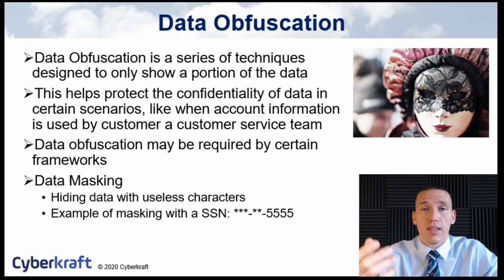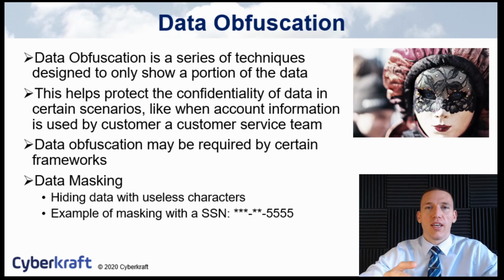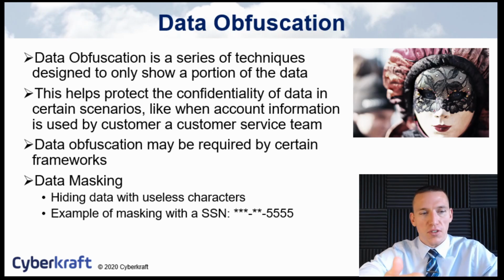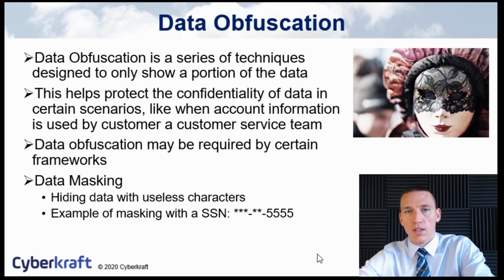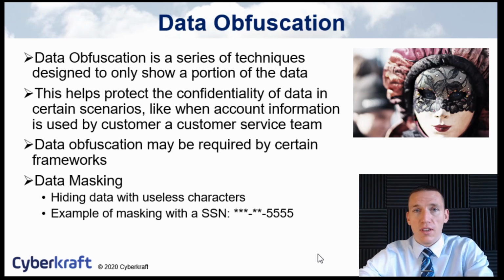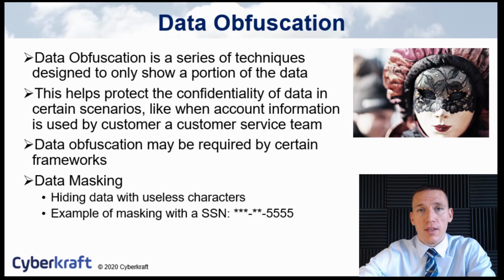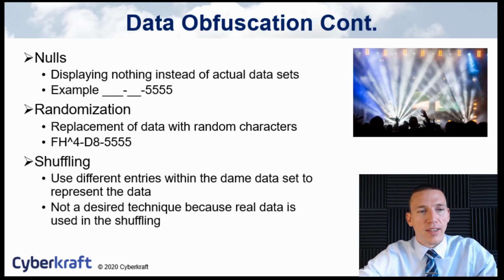Data masking is when you hide characters with basically useless characters. So if we're hiding everything but the last four of a social security number, we might use asterisks like this. Oftentimes you'll find this as a requirement, at least with HIPAA, the Health Insurance Portability and Accountability Act.